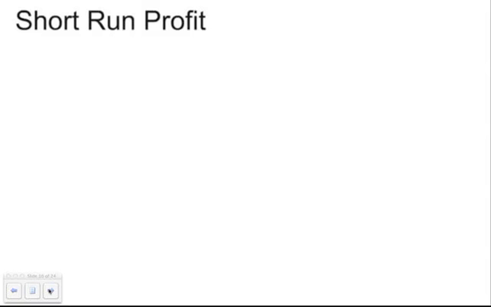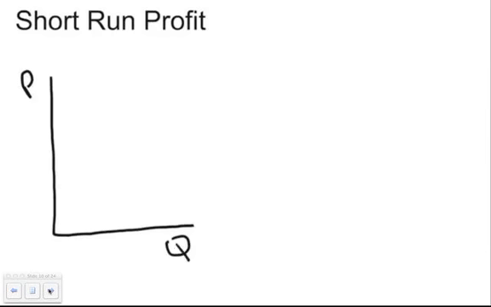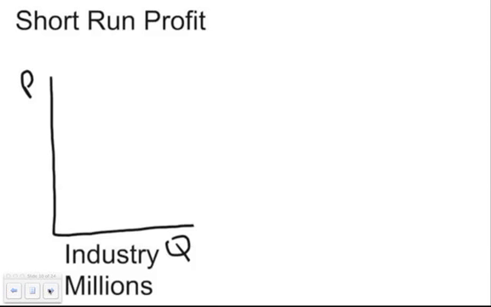So for the side-by-side graph, you have your vertical axis where you have price, and your horizontal axis where we have the quantity. And then that first graph is the industry. And so we can label that industry, and that would be in the millions. That's everybody producing this good. And then you can draw your supply curve and your demand curve.